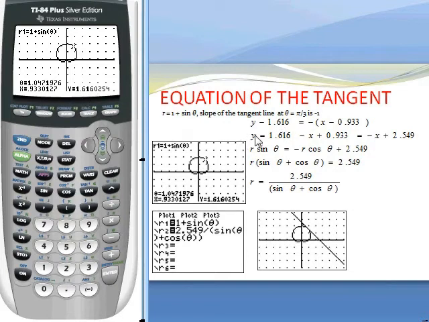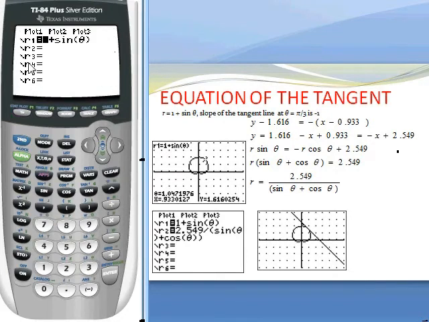I use the equation of the line, but now I have it as y equals negative x plus 2.549. Remember, I want it on this graph. That means I have it in polar coordinates. Well, I have to go back to polar coordinates. I have to play with this in such a way that I have it in r equals form.